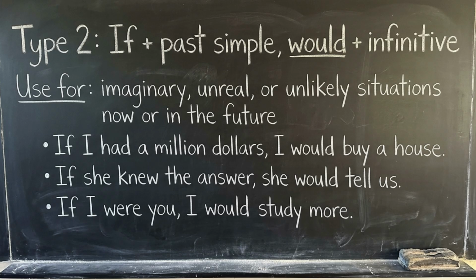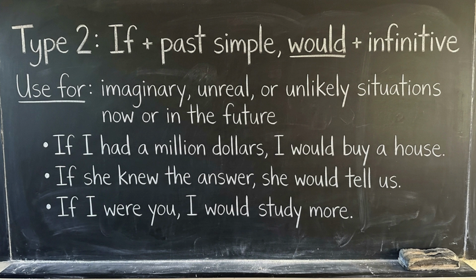Type 2 is for imaginary or unreal situations. The condition is not true now or is very unlikely. The formula is if plus past simple, then would plus infinitive. For example, if I had $1 million, I would buy a house. I do not have $1 million now. It is imaginary. If she knew the answer, she would tell us. She does not know the answer now.